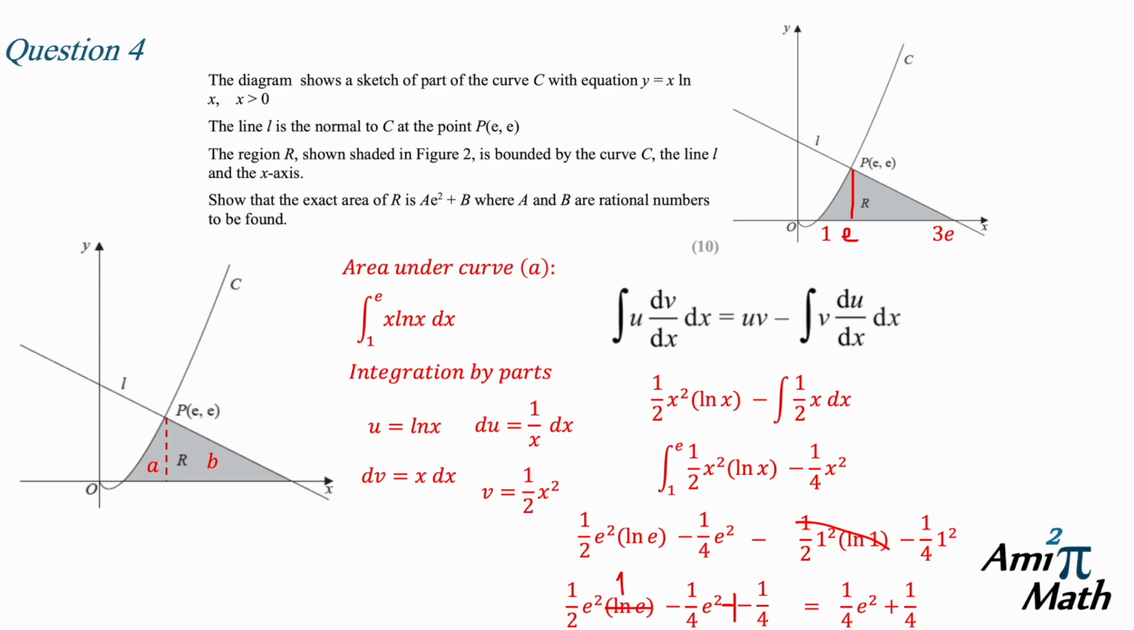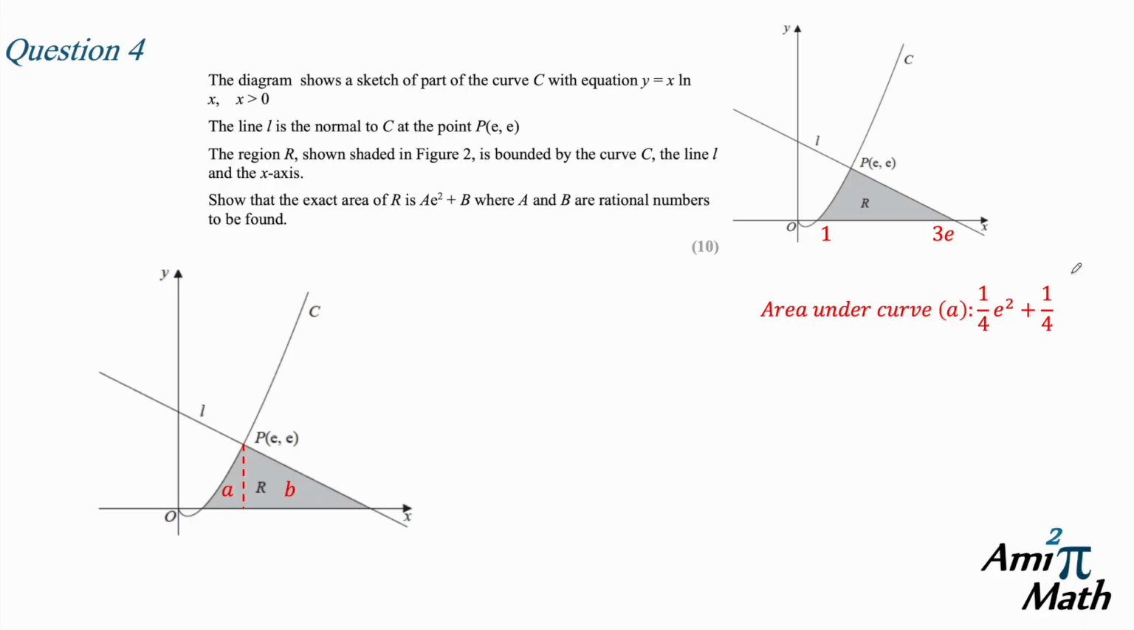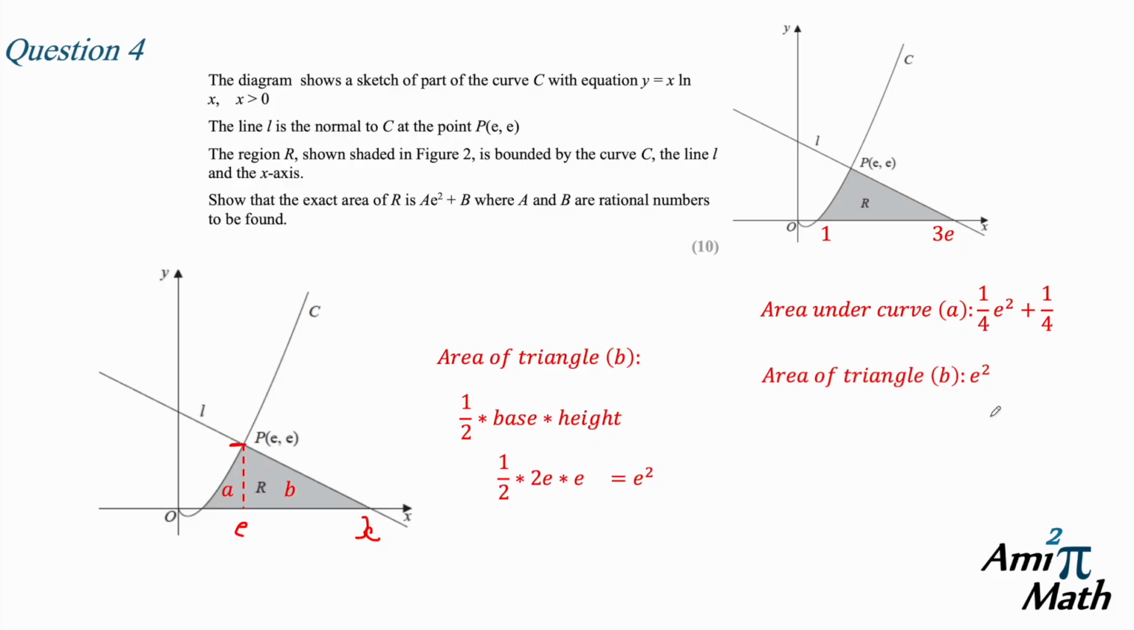Okay, so now we're left with the area A, which is the area under the curve, and now we're going to find the triangle area, which is B. So the area under the curve is given here, and then our area of a triangle B, and we know our formula for area of a triangle, which is half times base times height. Our base is going to be from e, this point here, all the way to 3e, and 3e minus e is 2e, so our base is 2e, and then our height is just e, this part here. So half multiplied by 2e multiplied by e, obviously the half cancels out, and you're left with e times e, which gives you e squared, so the area of the triangle B is e squared.